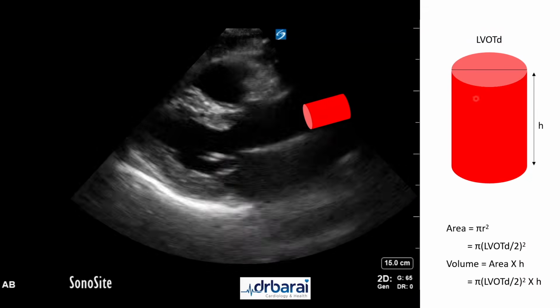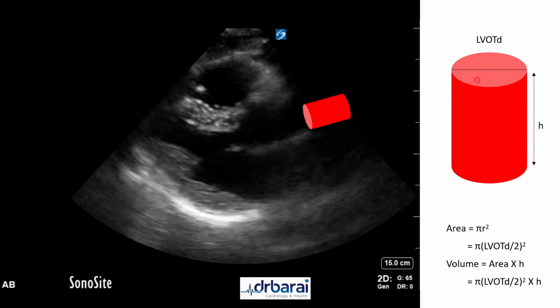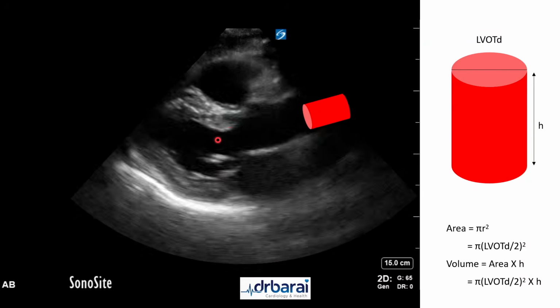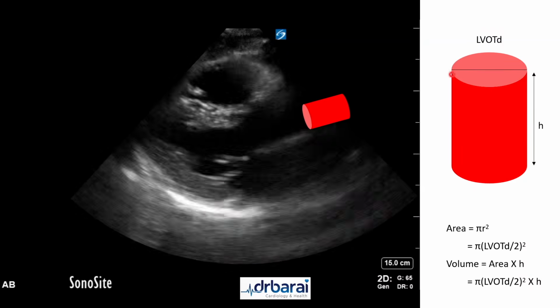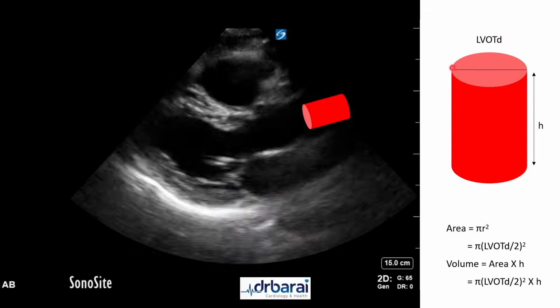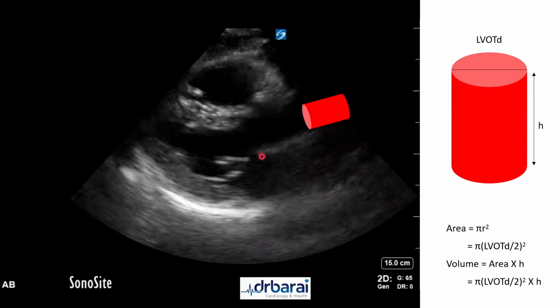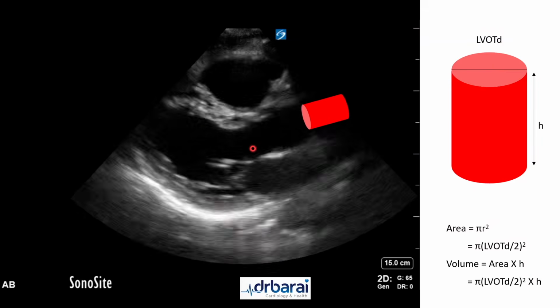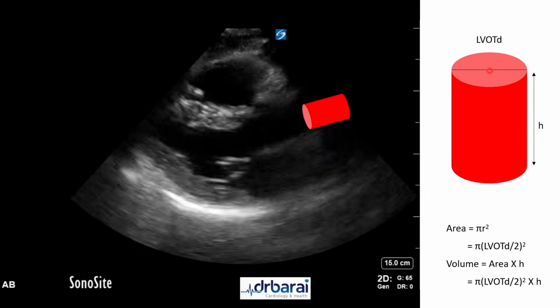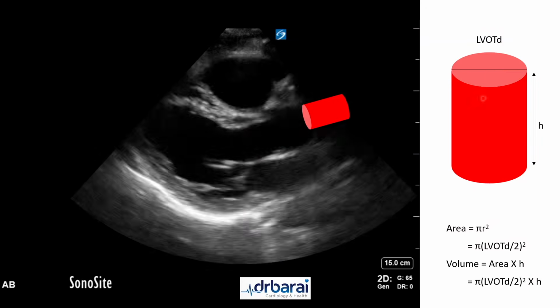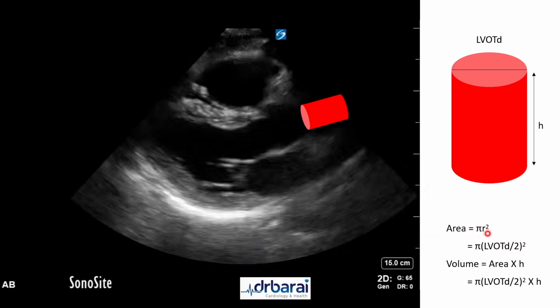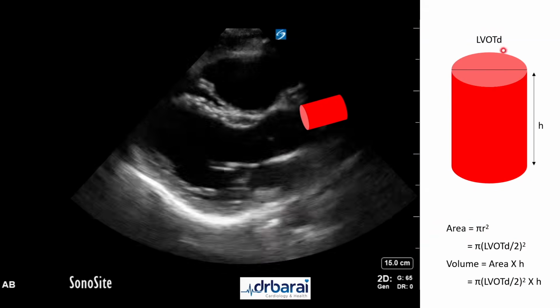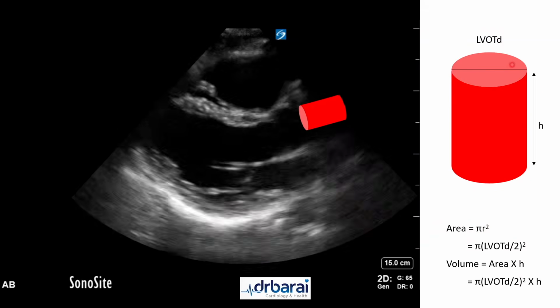So in the cylinder area here, which is the area of the LVOT, we have got a diameter which is from this end to this end, and that is the distance here. Half of the diameter is the radius. If we multiply the r squared with pi, then we get the area of the cylinder.